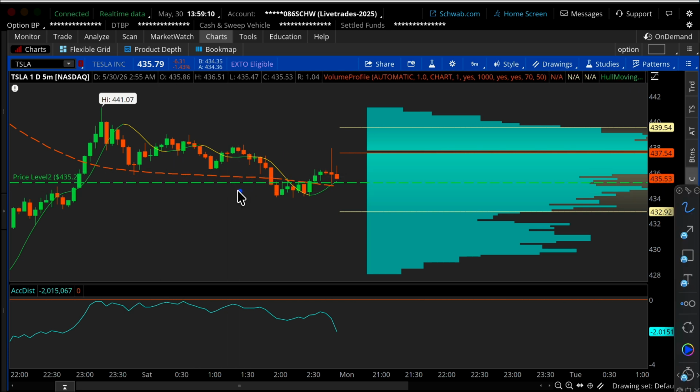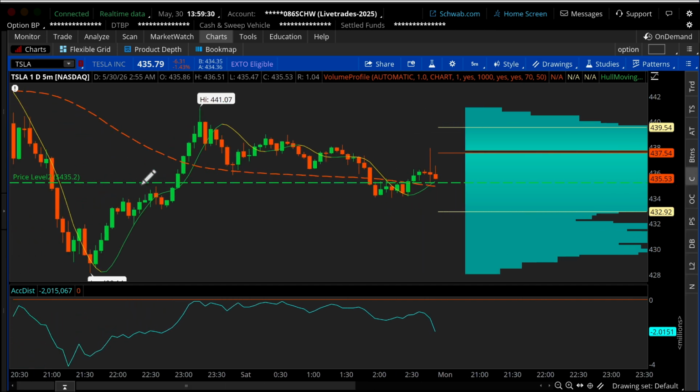And this green line here is the expected move for the week for Tesla, for this week that just passed. And you can see how it's a magnet. Tesla blew through it and then came right back down to it. Right, so you can look at that as support and resistance.